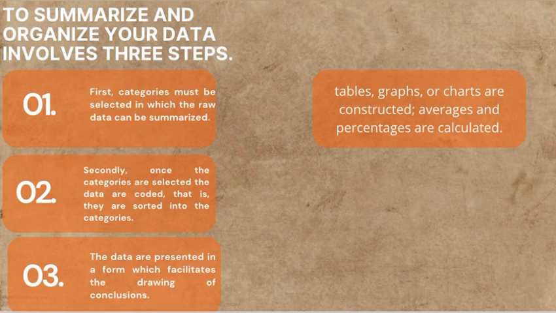In order to summarize and present data, we use tables, graphs, or charts, and averages and percentages to calculate. And in order to do so, the data must first be categorized. Once the data are in hand, it's possible to determine what the extremes were and what the average was. Both of these help to construct categories.